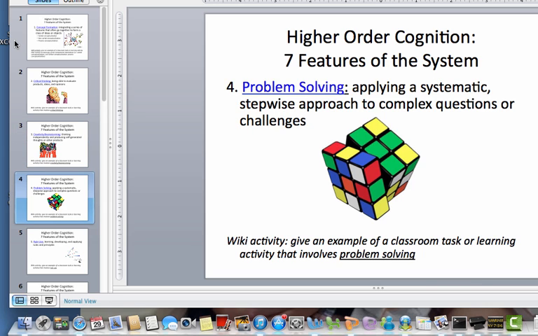Problem solving. And that's defined as applying a systematic, stepwise approach to complex questions or challenges. With the transition towards Common Core approaches to teaching, problem solving is something that students are being asked to do in the classroom with more and more independence. And in addition to that, they're being asked to be able to describe their approaches to problem solving and compare different problem solving solutions. Now, this can strengthen students' abilities and skills in the area of problem solving, especially for students who come in with an existing strength in that component feature.